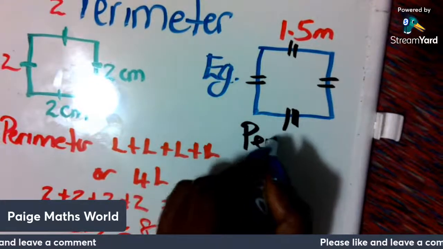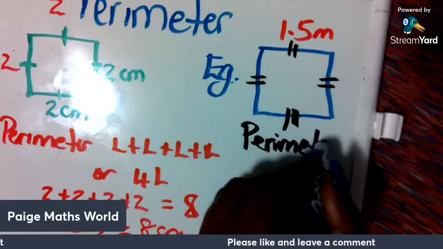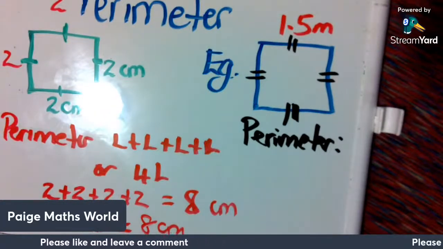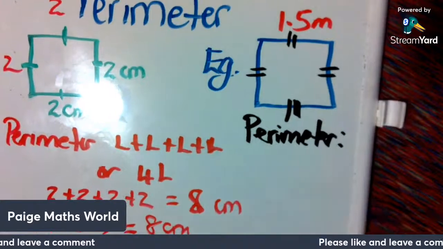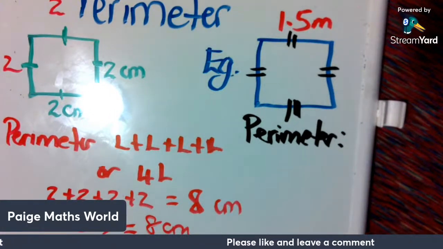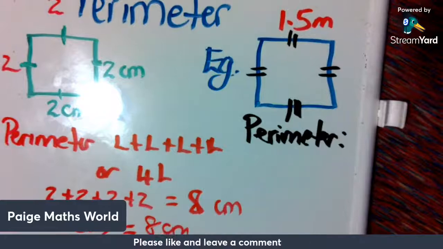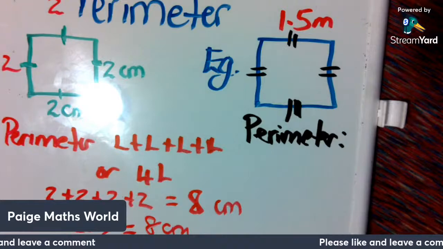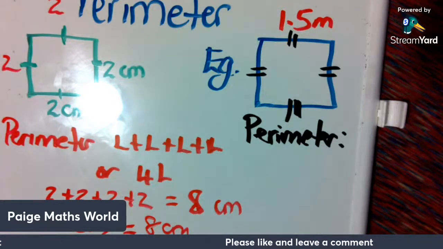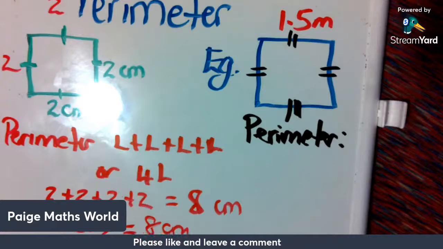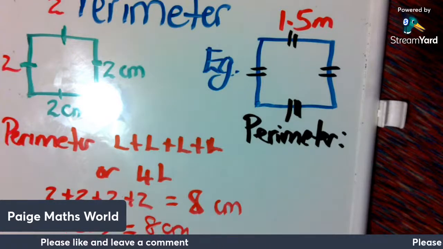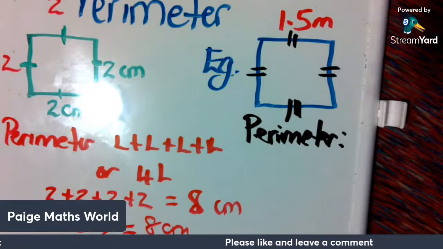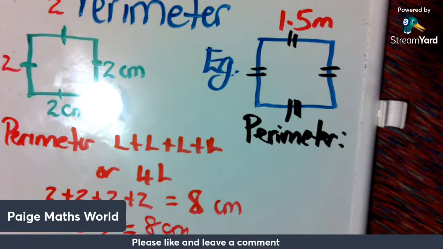So go ahead and give me the perimeter of this square. I'm going to give you guys a minute. Again, remember, you are finding the perimeter of the square, and one side of the square is 1.5 meters. So I need the total distance around it. We're looking at the total distance around, and you're adding all the sides together.